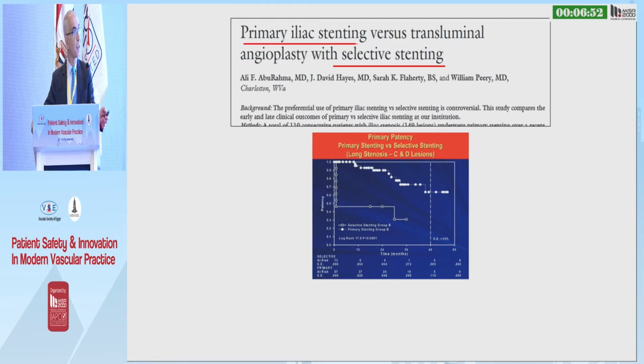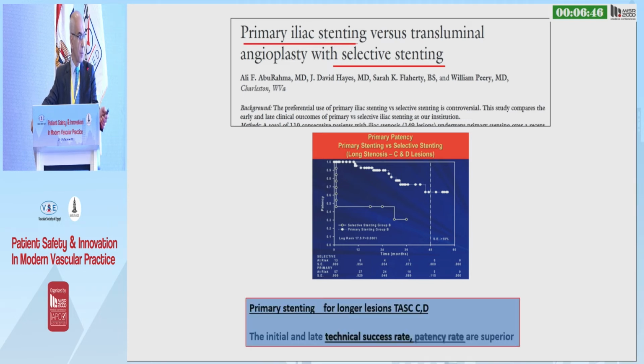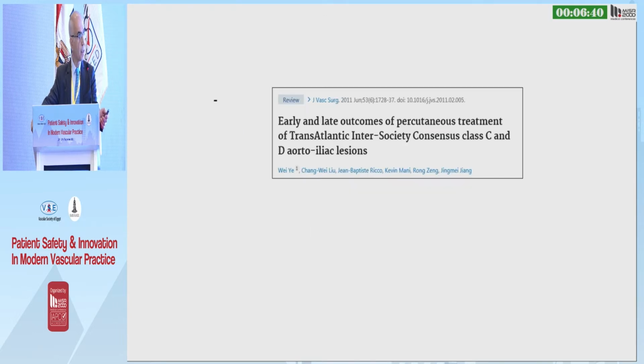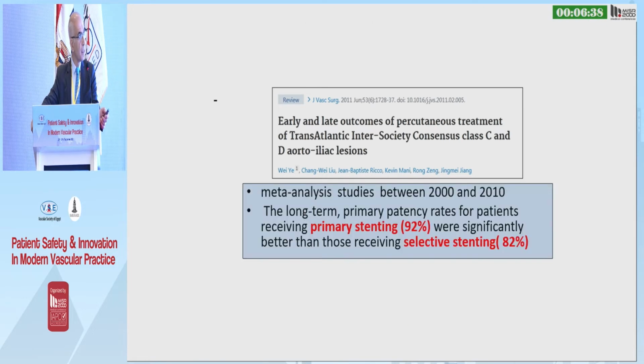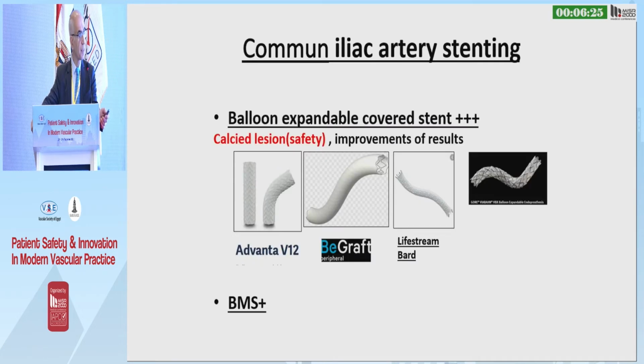Question: primary stenting versus selective stenting. In this paper from Abu Rahma, primary stenting for long lesions provides a high technical success and patency rate. In a meta-analysis on the same subject, long-term primary patency for patients receiving primary stenting was 92% versus 82% for selective stenting.